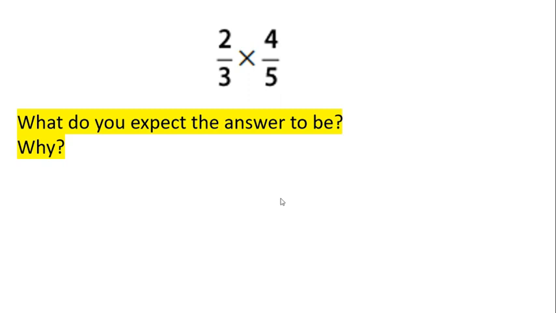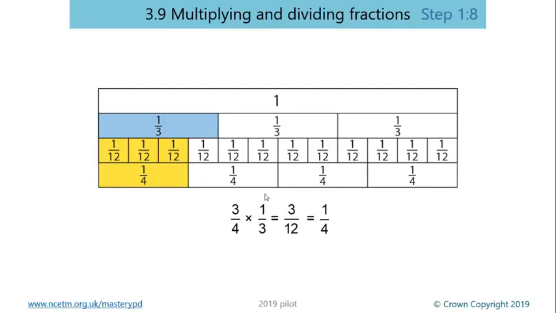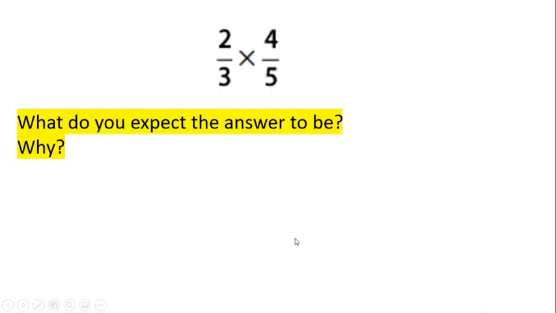Okay. Now, think about what we've just done. Think about the rules we've covered. What do you expect the answer to be to this question? 2/3 multiplied by 4/5. Think about the rules. Look back at what we've just done. Look, how did we get from 3, 1, 3, 4, 3, 12? What do we do? Use that on this part here.